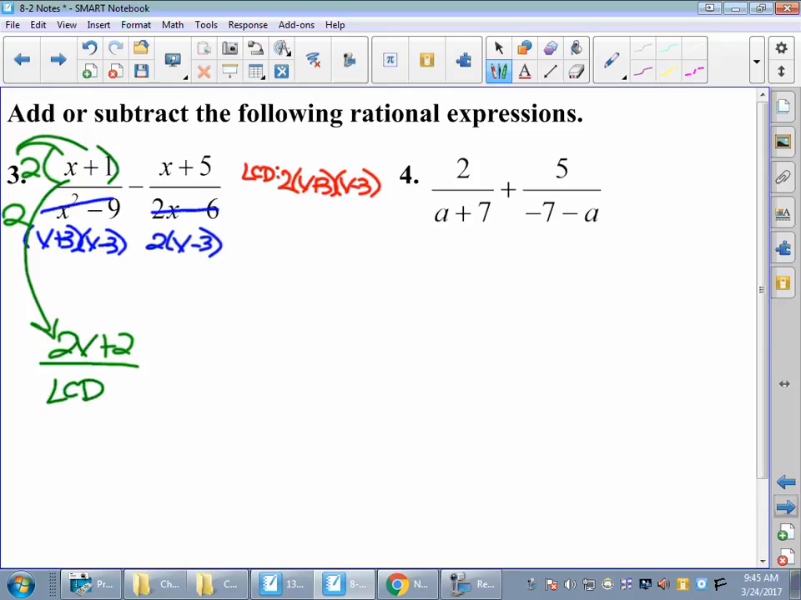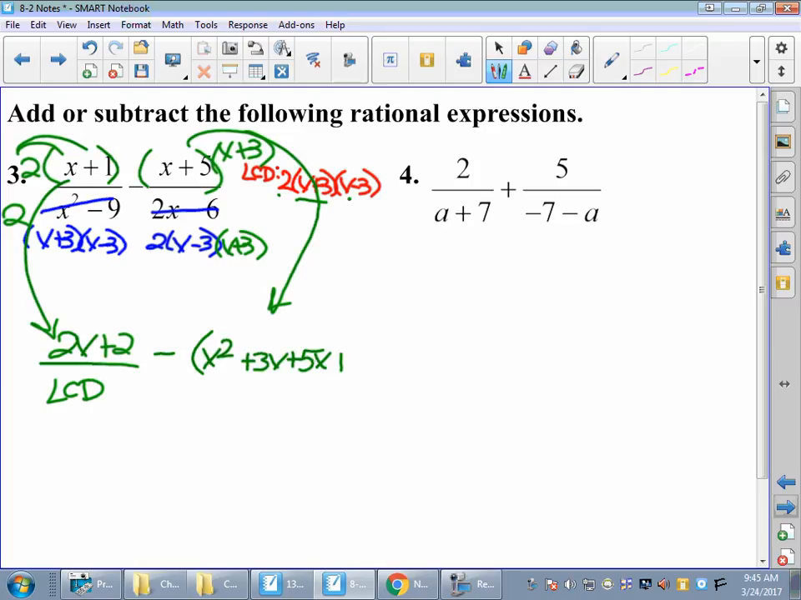The second fraction has the 2. It has the x minus 3. It needs the x plus 3. So whatever you do to the bottom to get a common denominator, we're going to do to the top. So I'm going to multiply the top by x plus 3, which requires FOILing. So I get, this is a subtraction, now I'm going to subtract that entire quantity. So I'm going to put parentheses around it. X squared plus 3x plus 5x plus 15, all over least common denominator.